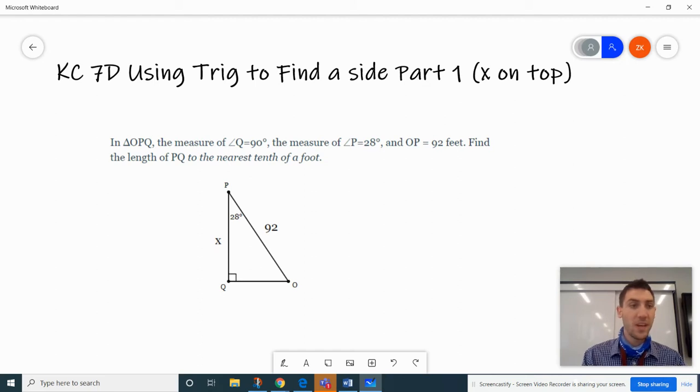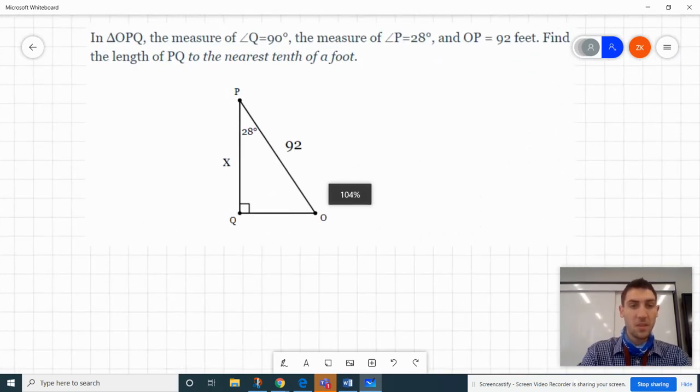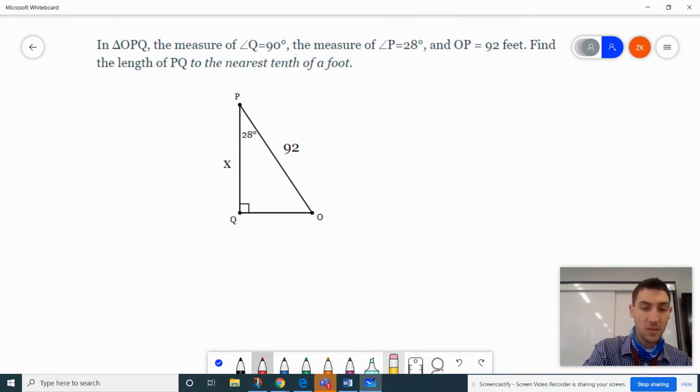In this example, we'll go over KC7D, using trig to find a side, part 1, when x is on the top. So in this example, we are given a triangle. This triangle says that one of the angles, angle P, is 28 degrees. One of the sides is unknown, they call it x, and another side is given, that side is 92.